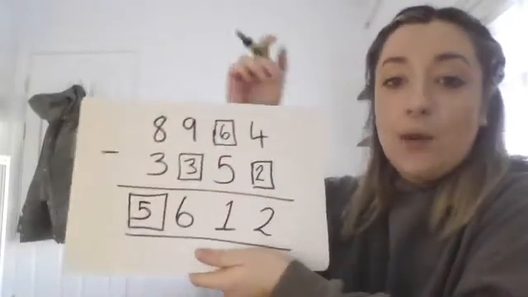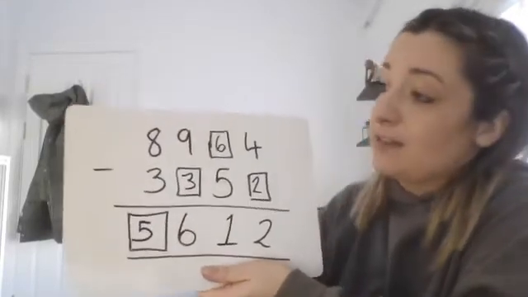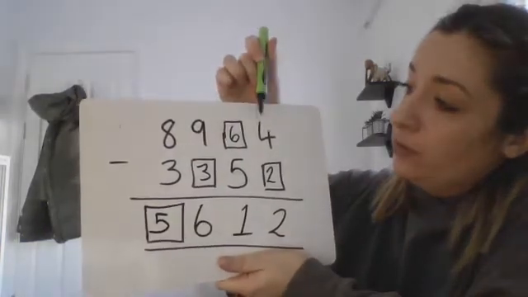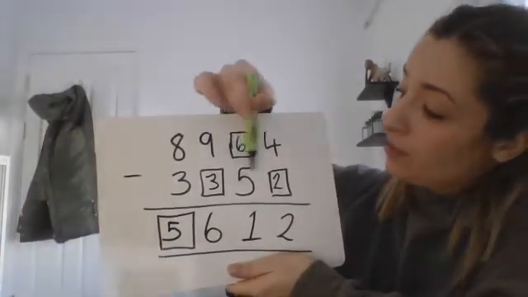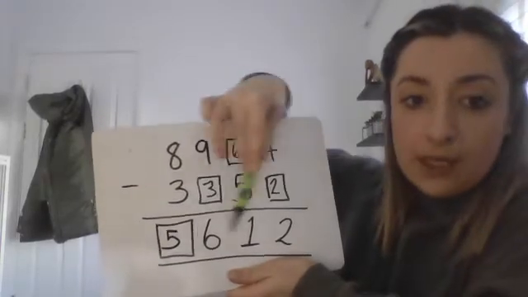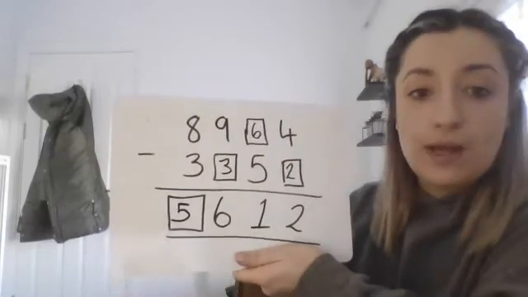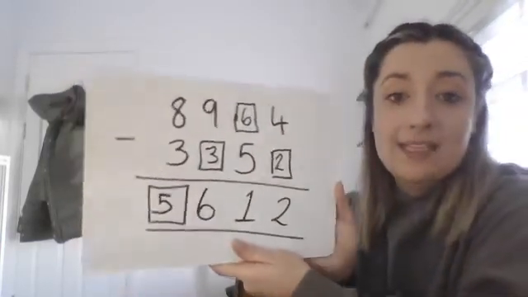And you can see that now I've completed all of the missing numbers. So let's have a look at what this number sentence says. 8,964 subtract 3,352, got our equal sign, equals 5,612. Okay, so you can see that we've done question A together.